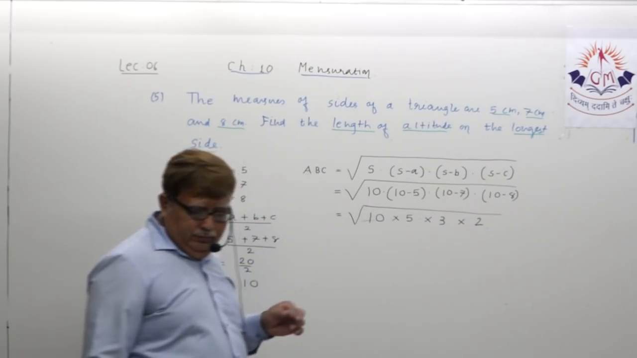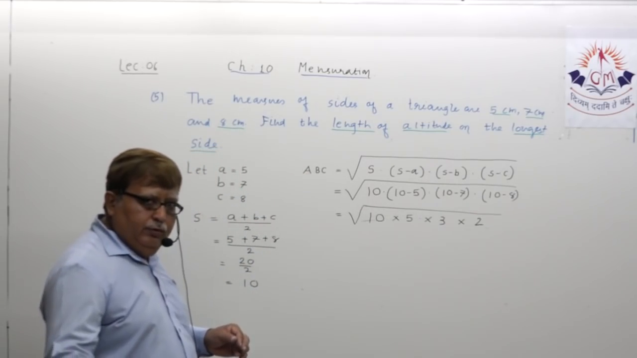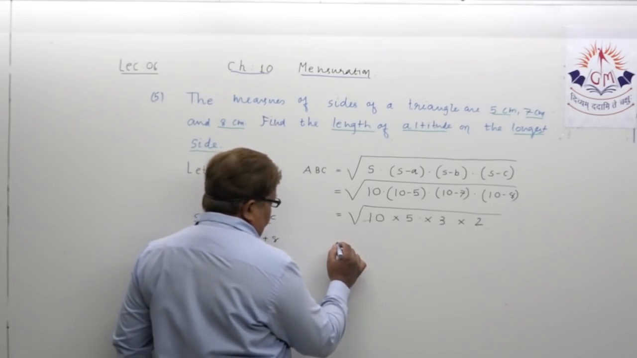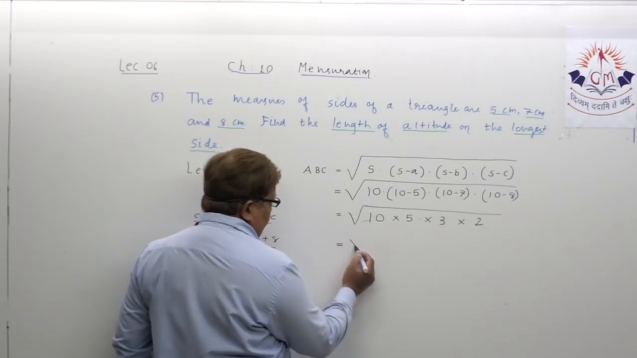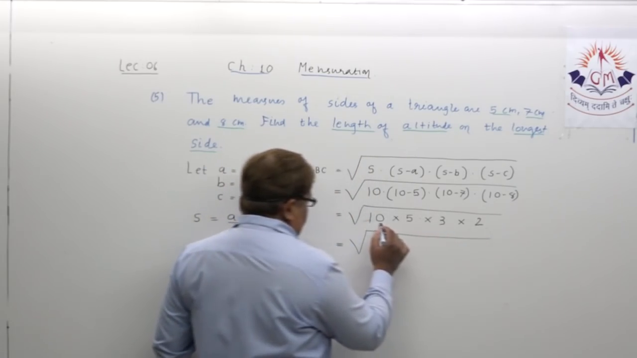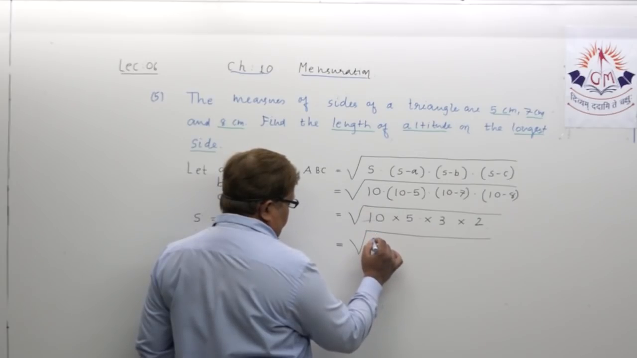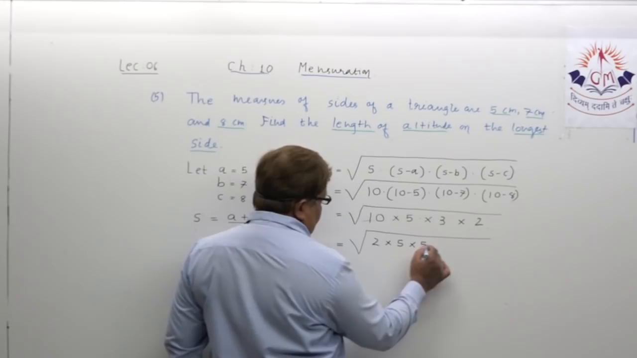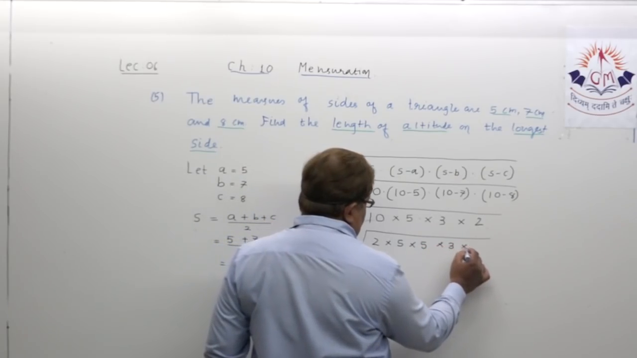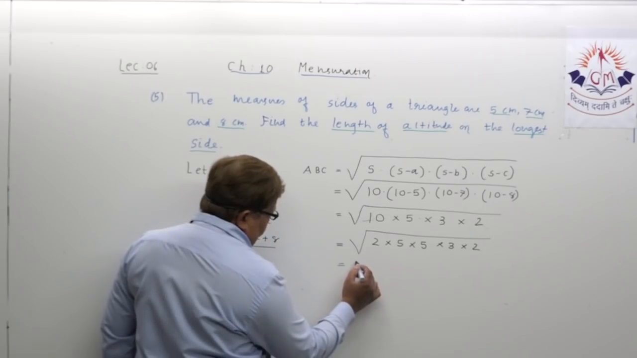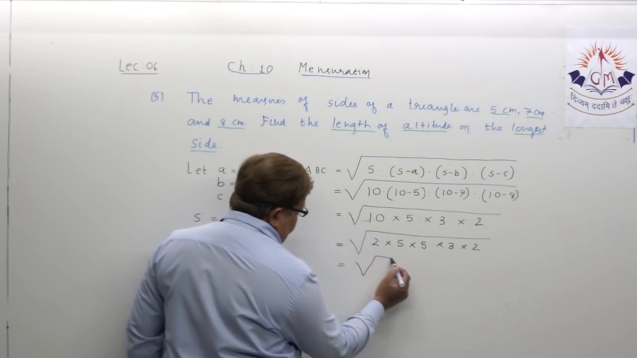Five into 3 into 2. Okay. After substituting the values, let us prime factorize 10 as 2 into 5. The rest are already prime numbers, so they remain the same. Let us make the pairs.